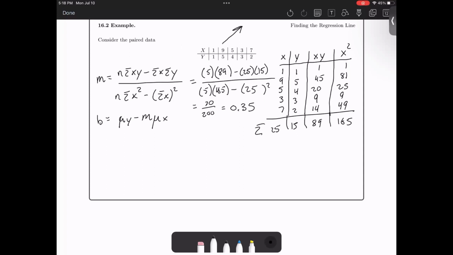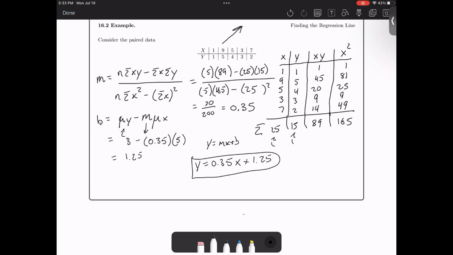Let's figure out the y-intercept. The average of the y's, I already have the sum. I just need to divide 15 by 5, and I get an average of 3. The m value we just found to be 0.35. And the average x's, I need to take 25 and divide by 5. That gives me 5. So the b value that we get, the y-intercept value, is 1.25. So our line is y is equal to mx plus b. We figured out that the slope of the line is 0.35, and the y-intercept of the line is 1.25.